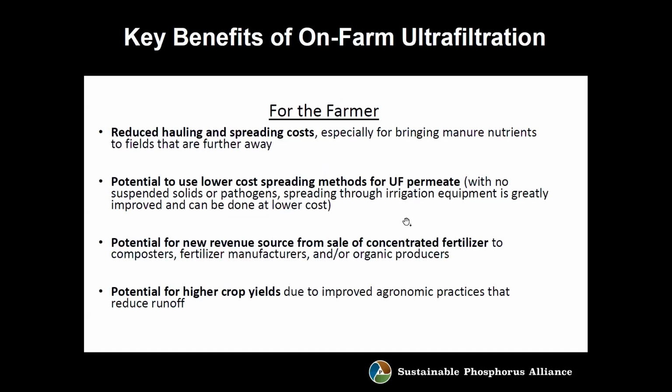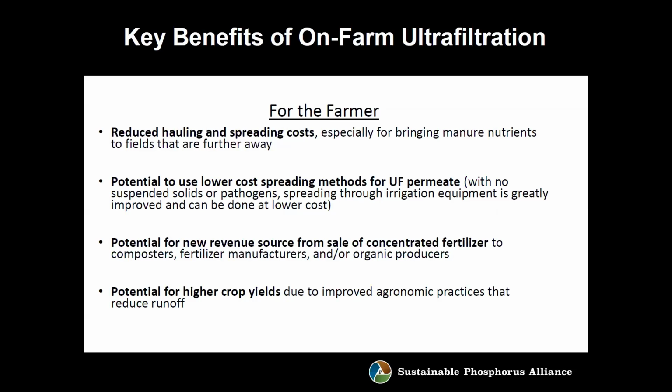For the farmer, the benefits of on-farm ultrafiltration involve reducing their hauling and spreading costs. So again, we're concentrating their nutrient value, making it more cost-effective to apply. Ideally, they can use lower cost methods for UF permeate, so there's no longer any solids in it, so it's easy to use irrigation equipment, drag hoses. Often you can apply more gallons of UF permeate on crops or acres closer to the farm at a higher rate per acre, so that reduces the overall transportation costs.